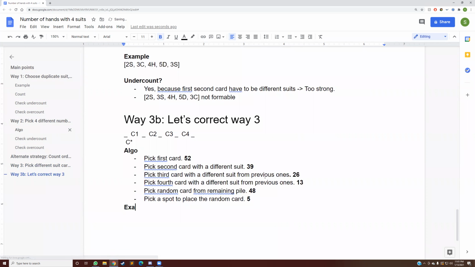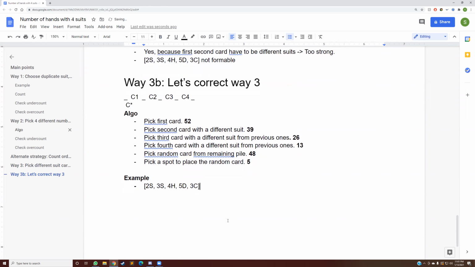Let's go through an example of a valid hand. Let's see this hand that we were not able to produce before because the spades are together. Let's pick the first card: 3 of spades. We already discovered that there might be something going on. Actually, we'll just jump straight to the undercount and overcount, because going through the example, you will see the problem.